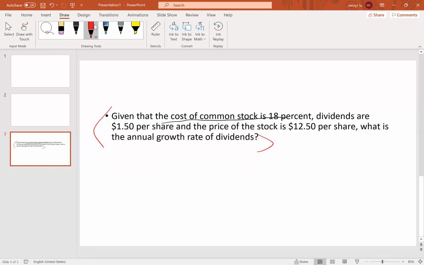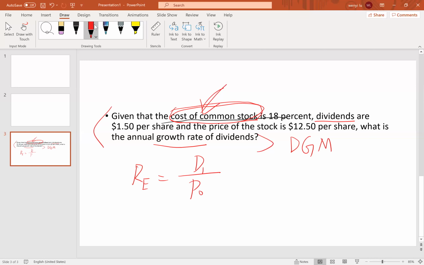If you saw this question and you are not sure where to start, let me tell you how to start. You see the cost of the stock, you see the dividend, and you also see the growth rate. So most likely you will use the dividend growth model. In the dividend growth model, how do you solve the cost of common stock? RE equals D1 over P0 plus G.